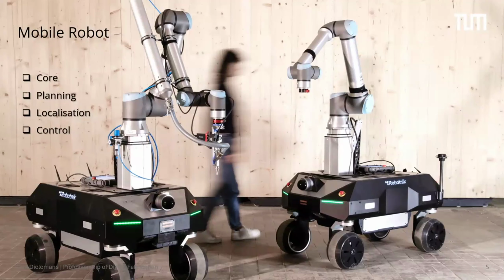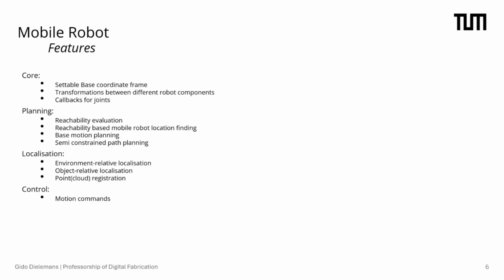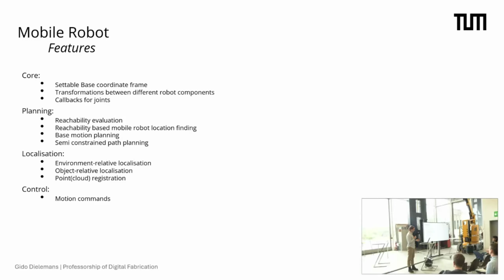We also have core packages. These are just the essential tools that you need for the mobile robot. Then we have the planning and the localization. After that comes the control. In the core package, we have some very simple features, but essential nonetheless, which are the setting of the base coordinate frame as we are moving the robot around. We have the transformations for all of those points, and we also have the callback, so we can always know the exact position of the robot and the different components of the robot.